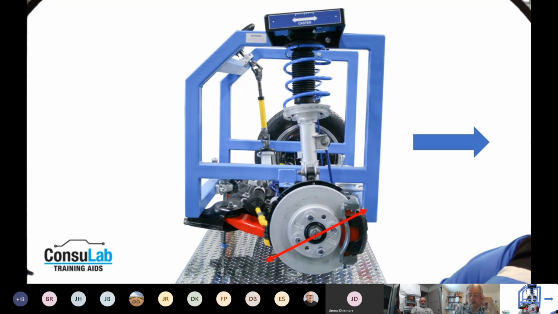Caster, again, was used for returnability, and it's also one of the angles that can create a pull in our steering, because if these two lines don't match on both sides, one's going to have more load than the other, and that's going to create a caster pull.